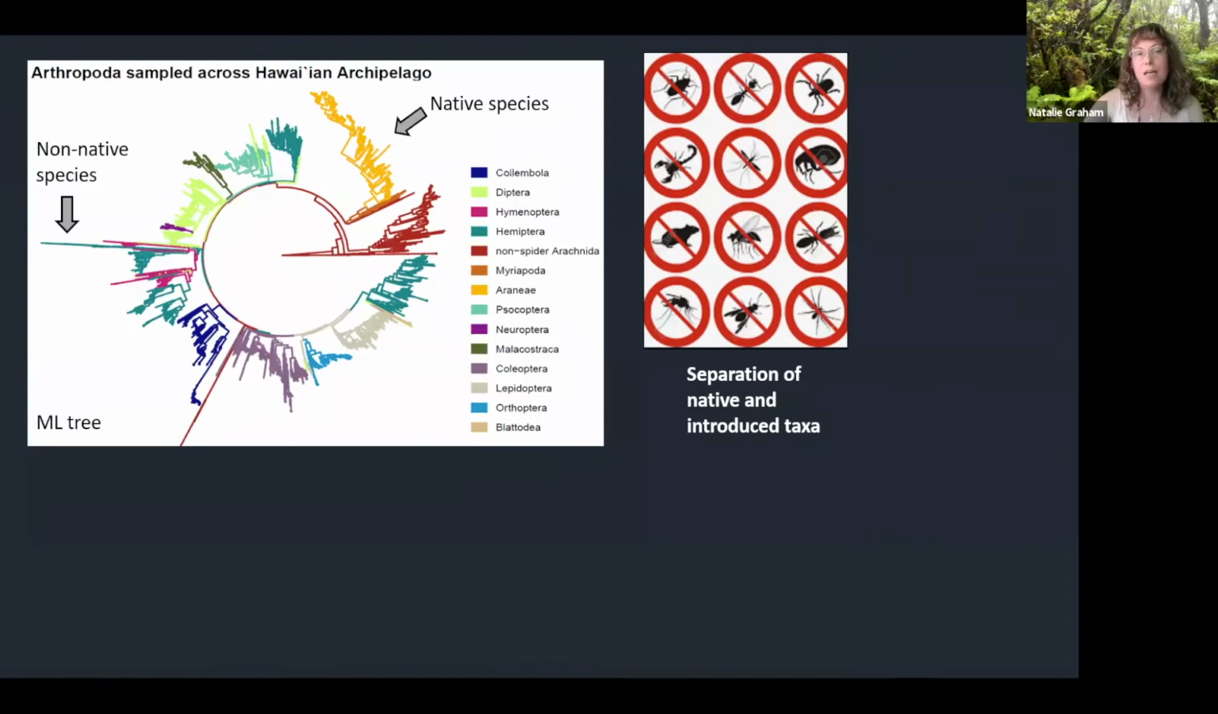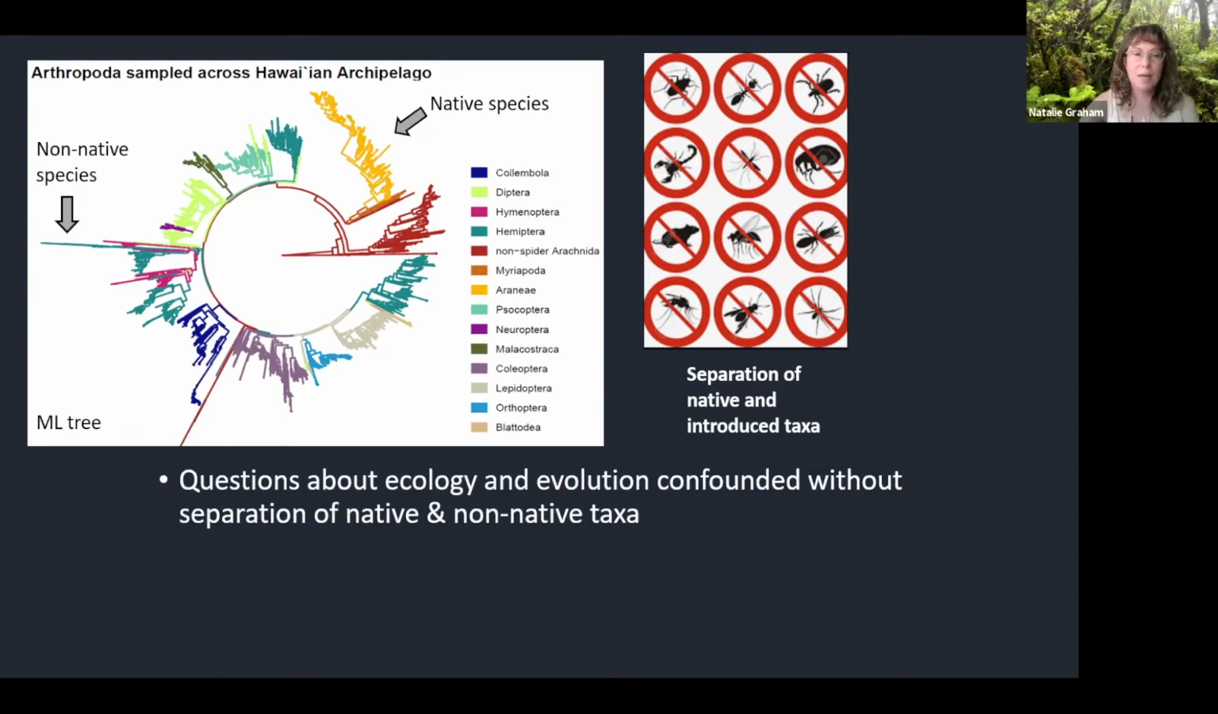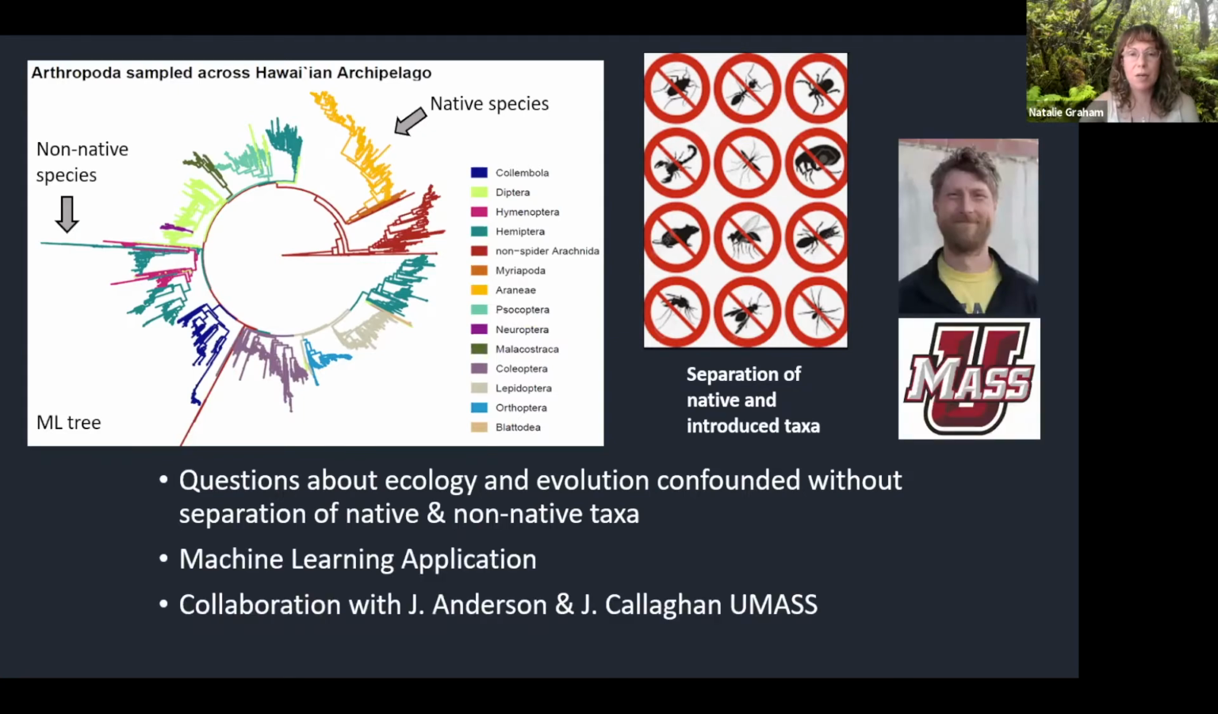And it turns out that native species, because they have evolved on the islands, are very closely related to their sister species. And so they tend to have short branches, basically not very many base pair differences between them and their nearest neighbor. It's the inverse with non-native species. They haven't evolved here. They don't have any real close relatives on the islands, and so they tend to have really long branches, or a large amount of differences between them and any other relative that might be there. And so we really need to be able to separate these in order to answer questions about ecology and evolution.